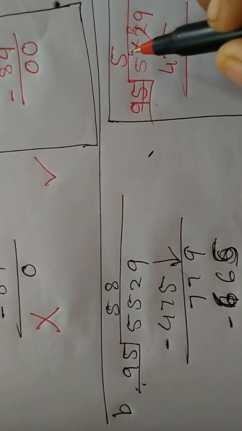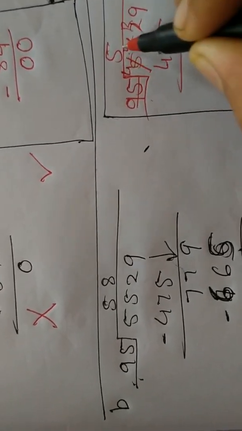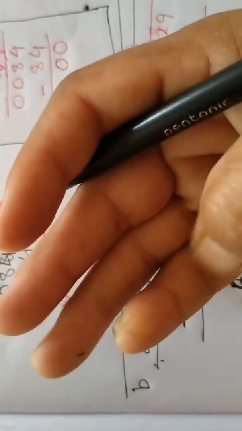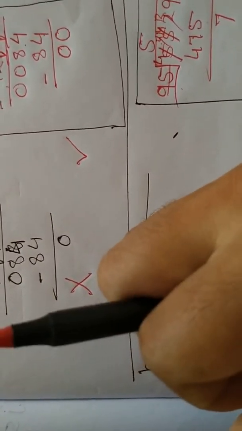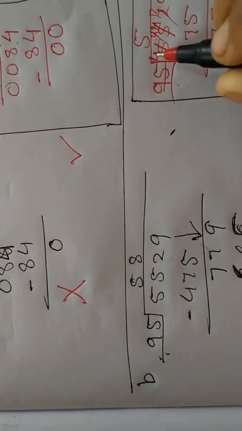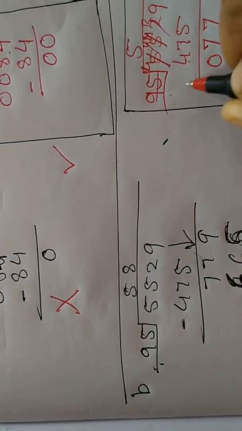4 minus 7 is not possible. Cut 5, write there 4. Cut 4, write here 14. 14 minus 7: 14 on your finger, count 1 to 14, cut 7. Remaining number is 7. We have to write here 7. 4 minus 4: cut 4. So we have to write here 0.